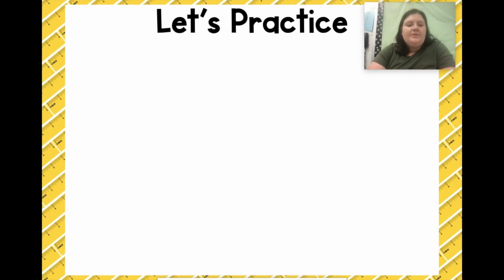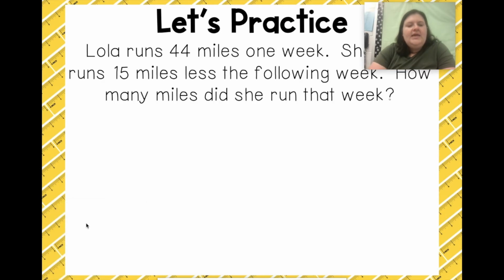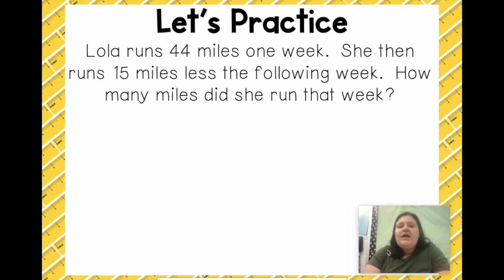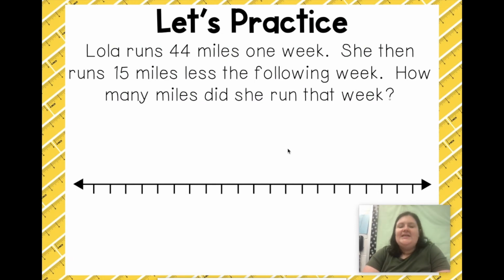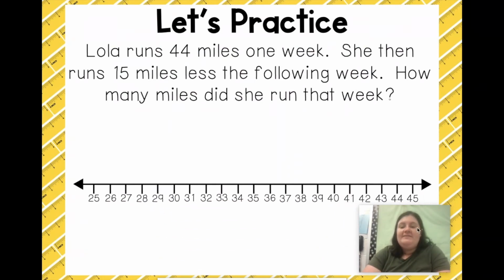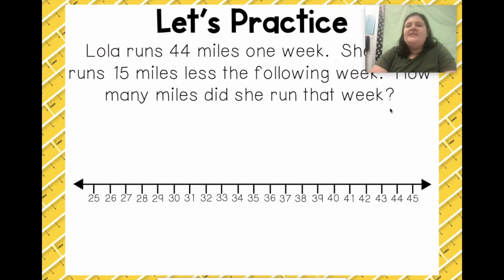So our next word problem is this one. Lola runs 44 miles in 1 week. She then runs 15 miles less the following week. How many miles did she run that week? Well, I'm going to go ahead and use the same number line as I did before, from 25 to 45. But this time, instead of starting at 25, I'm going to start at 44 and I'm going to count backwards.